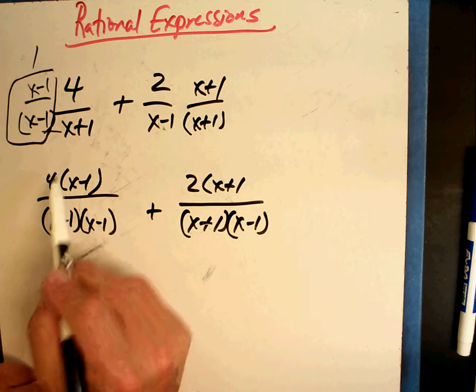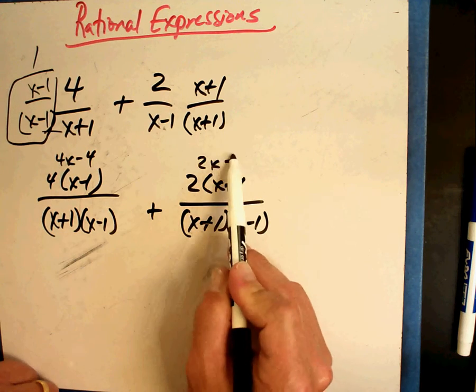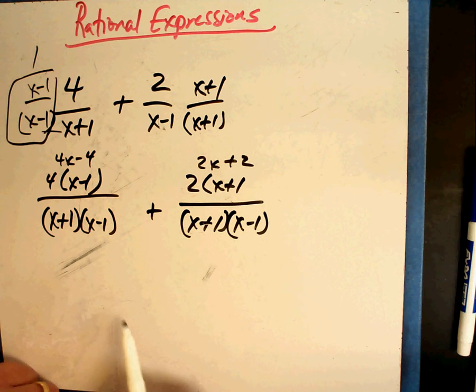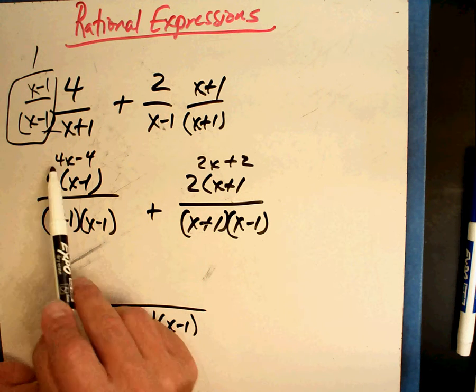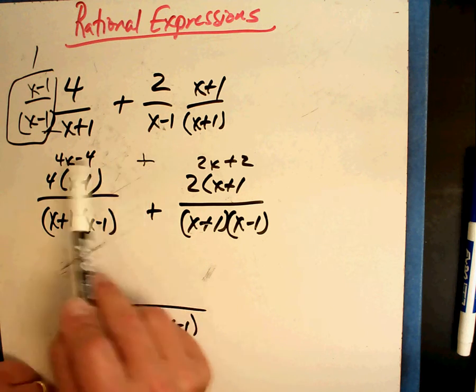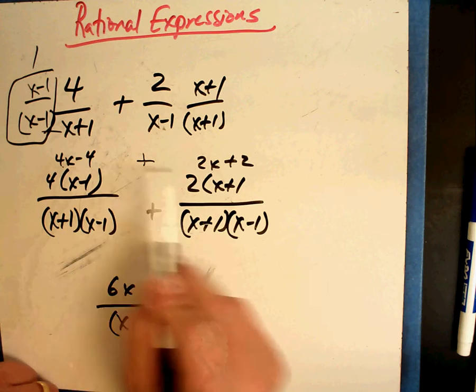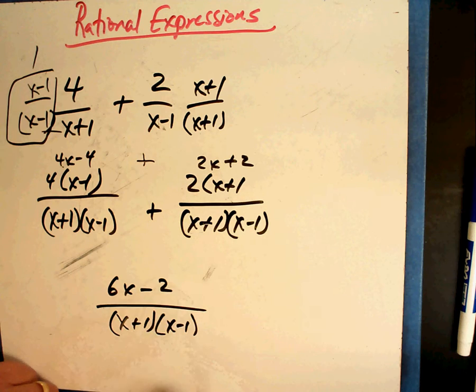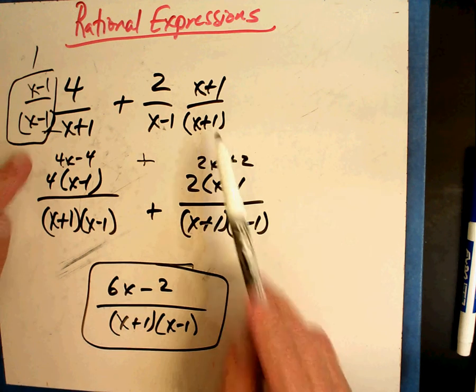So in this case, this is 4x minus 4, and this is 2x plus 2. So the whole thing added together, when they have matching denominators, is going to be all of this plus all of that. So 4x and 2x is 6x, and minus 4 plus 2 is minus 2. And there's my answer. So what I had to do is get a denominator that was matching.